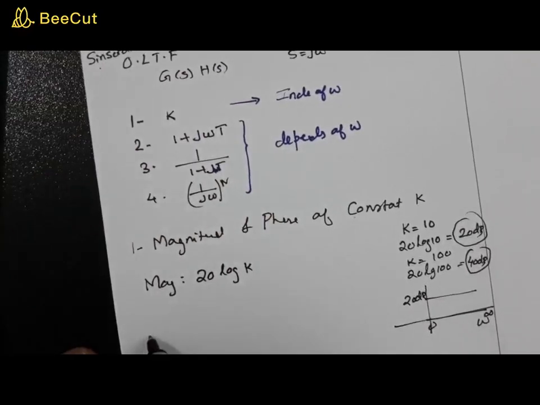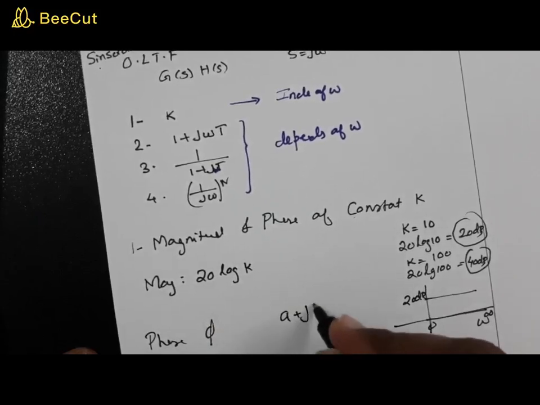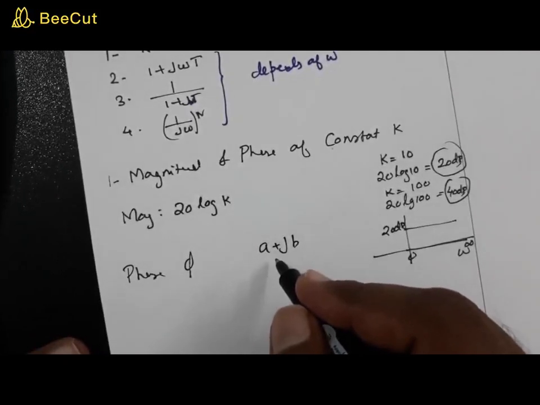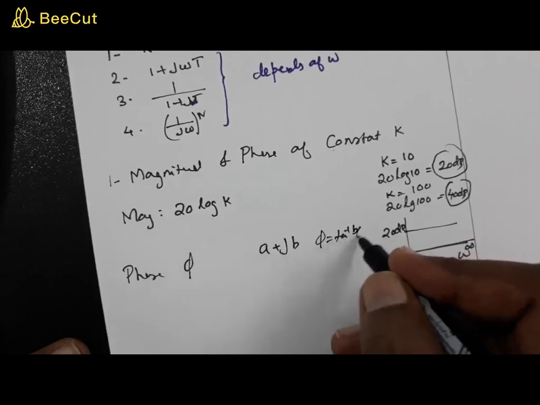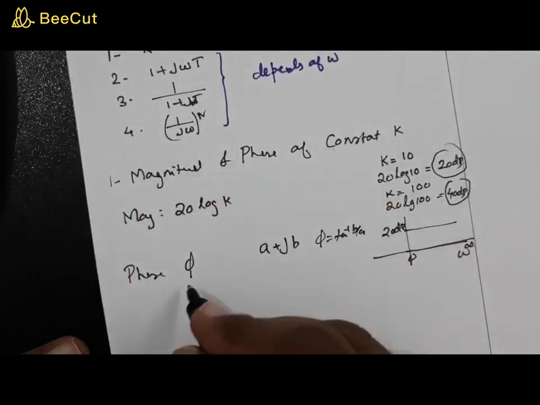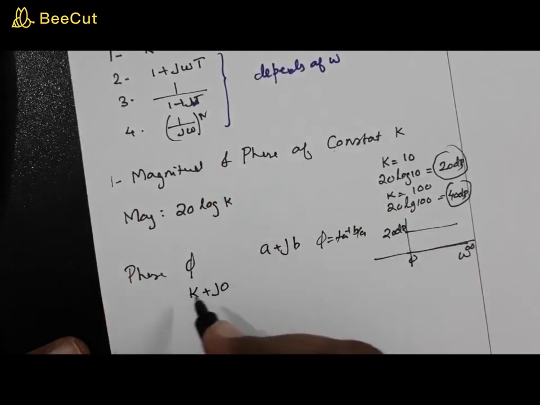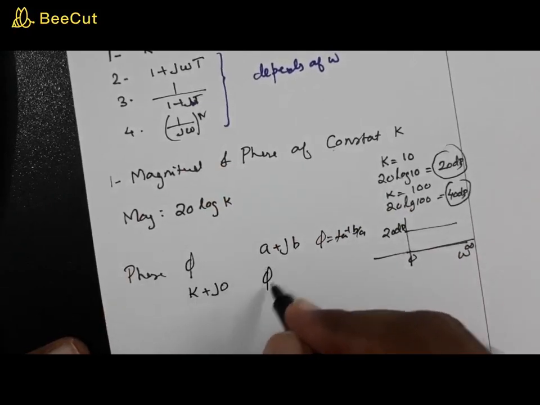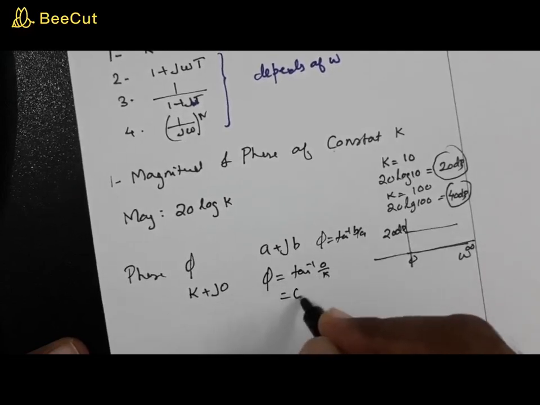Now coming to the phase of this. What do you mean by phase? How will you find the phase? If you have a term like a plus jb, then the phase is defined as tan inverse of b by a, that you know, right? Now, what is the phase of a constant term? k can be written as k plus j0, so the phase is tan inverse of 0 by k, which is equal to 0.